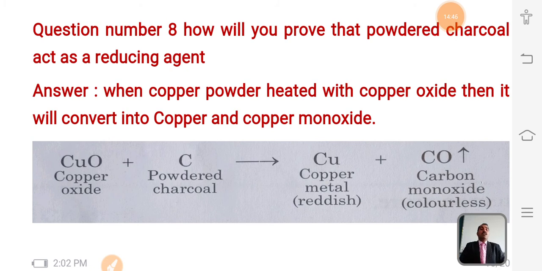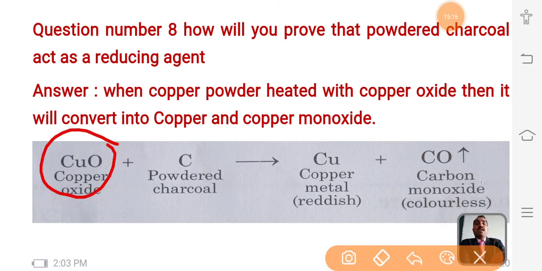Now when we are heating powdered carbon with copper oxide, by heating, the copper oxide will convert into copper, which is reddish in color, and carbon monoxide. By this reaction it is clear that here, dear students, CuO is going into copper. So this CuO is reduced here.